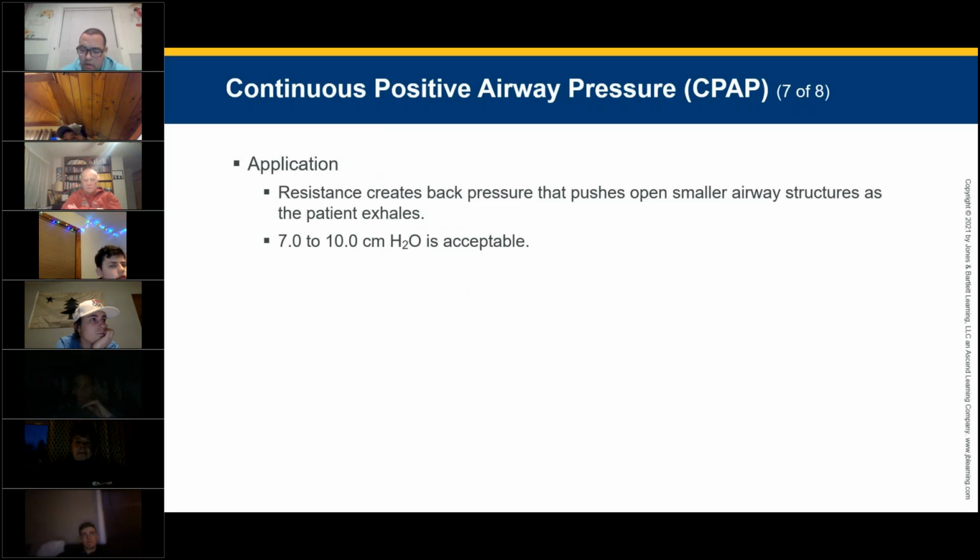The CPAP generator is going to create resistance throughout the respiratory cycle. The resistance creates back pressure in the airway that pushes open the smaller airway structures, such as the bronchioles and the alveoli, as the patient's exhaling. The amount of pressure can be determined by adjusting a valve within the CPAP system, or sometimes they have a separate valve that you can attach to them. A pressure of 7.0 to 10.0 centimeters of water is generally an acceptable therapeutic range.